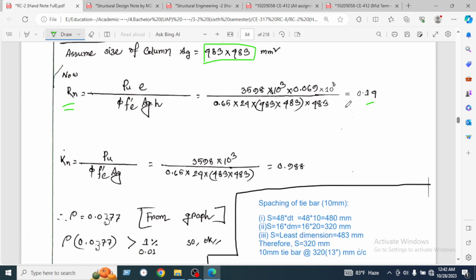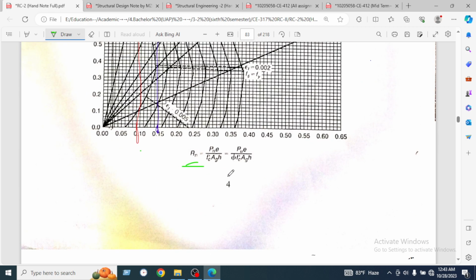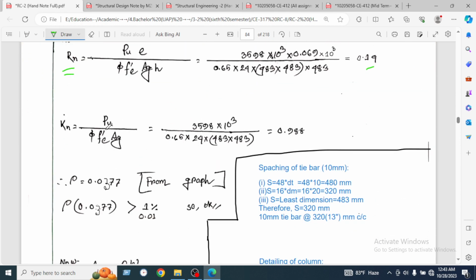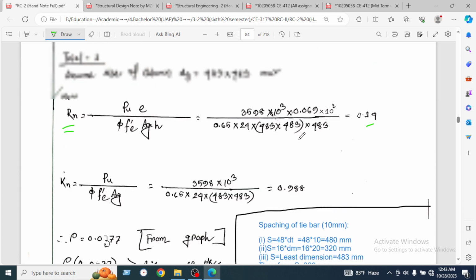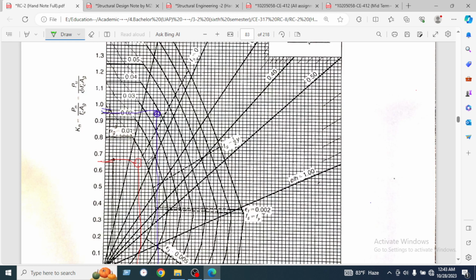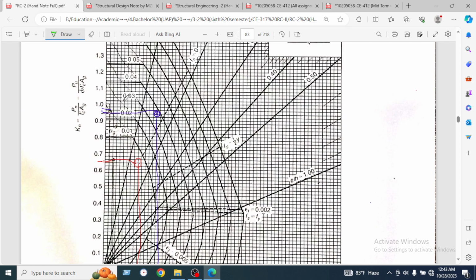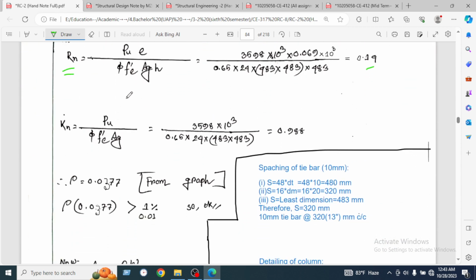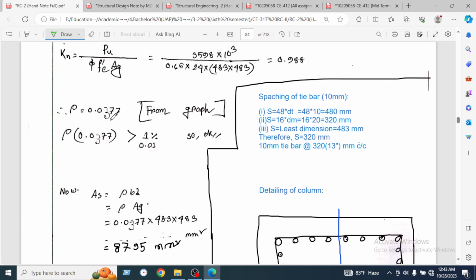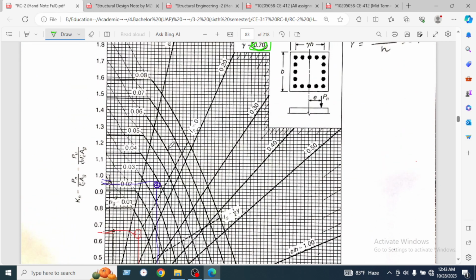R equal to 0.18. Here the R value is on the x direction, in the gray color, and K equal to Pu by f prime c Ag, which is 0.098. Here is the gray color 0.098. So the 2 points intersect at 0.03. The rho value will be 0.03, which is 3% from the graph. It is greater than 1% and less than 8%.